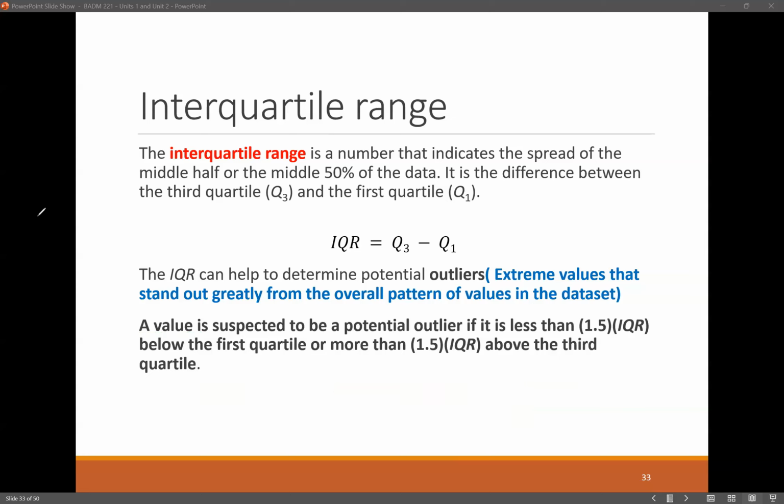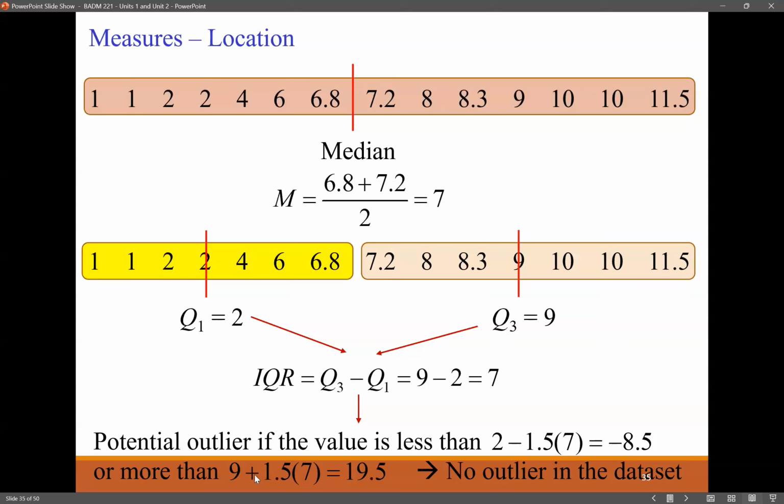Okay, so let's go to the next one. So we have 2, that is Q1 minus 1.5 times IQR, which is this one, and 9 plus 1.5 times 7, which is 19.5. Now this is a lower range, this is a higher range, and we can see no data is outside these 2 ranges. So therefore no outliers in the data set.